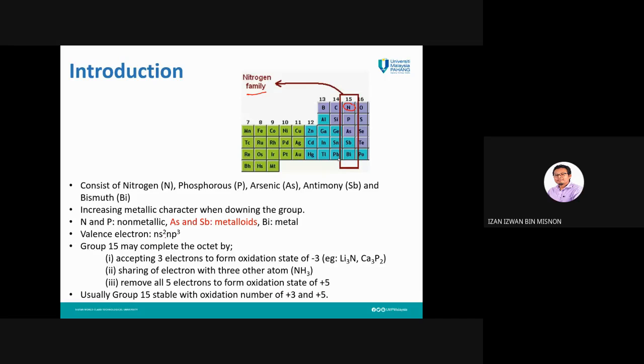Regarding the valence electrons, group 15 has the valence electron configuration of ns2 np3, so the total valence electron is 5. Group 15 may complete the octet in 3 ways. The first one is accepting 3 electrons to form an oxidation state of -3. Examples of compounds are Li3N and Ca3P2.